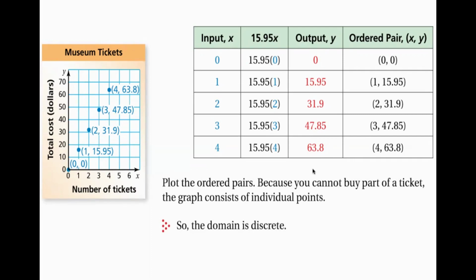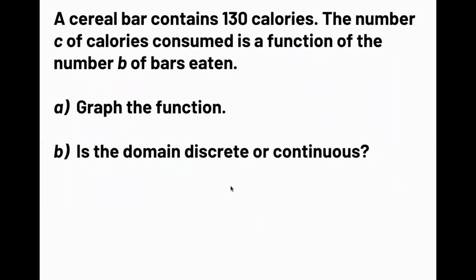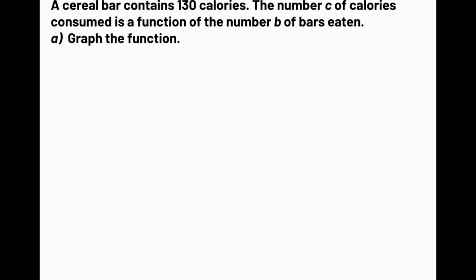And the way you represent this on a graph is by leaving the points as is on the graph and not connecting them with a line. Here is another example. We're given that a cereal bar contains 130 calories. The number C of calories consumed is a function of the number B of bars eaten. For part A, we're going to graph the function, and part B, we're going to determine if the domain is discrete or continuous.